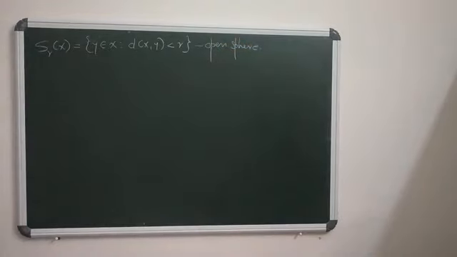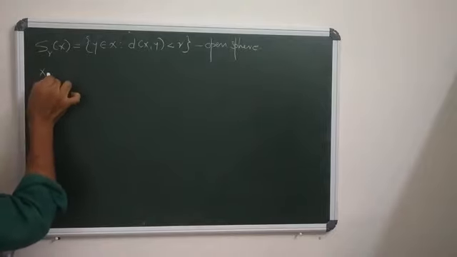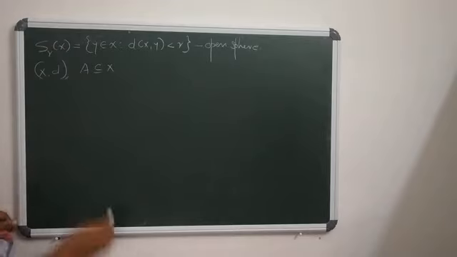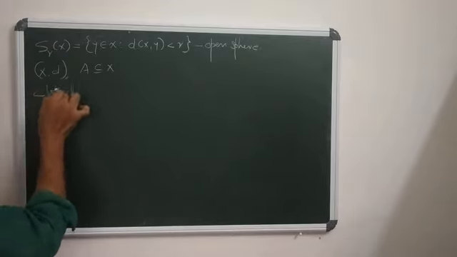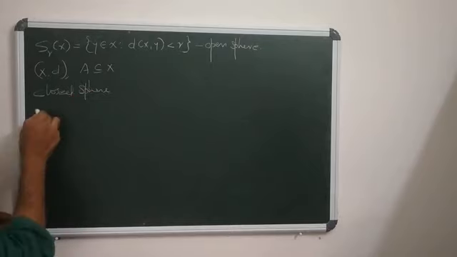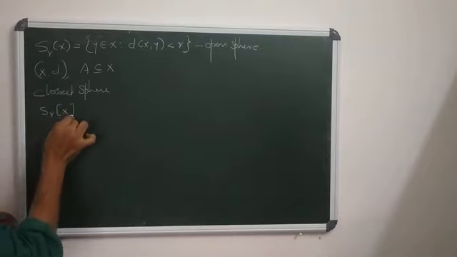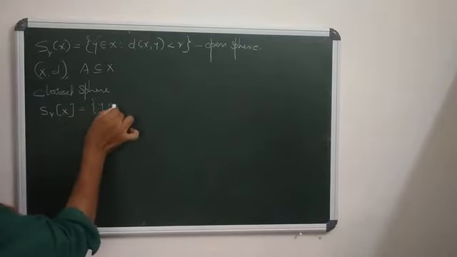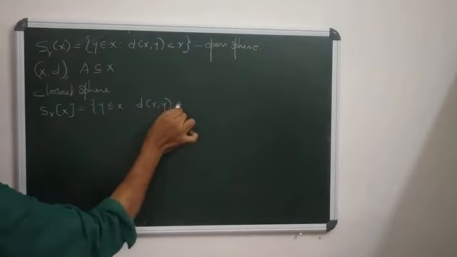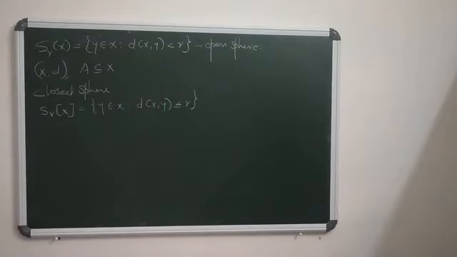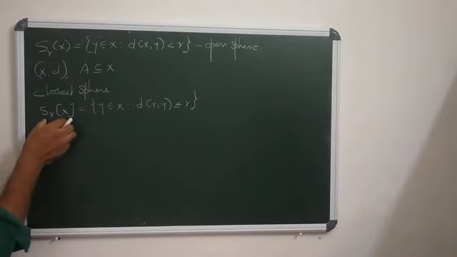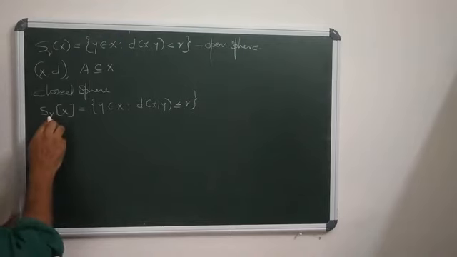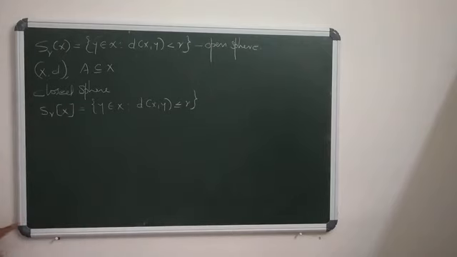What is a closed sphere? Similarly, suppose X is a metric space, A is a non-empty subset of X. Then the closed sphere is denoted as S_R[X], in brackets, and is defined as the set of all y belonging to X such that the distance d(x,y) is less than or equal to R. So this is the closed sphere centered at X and radius R. This R should be non-negative, R greater than or equal to 0.